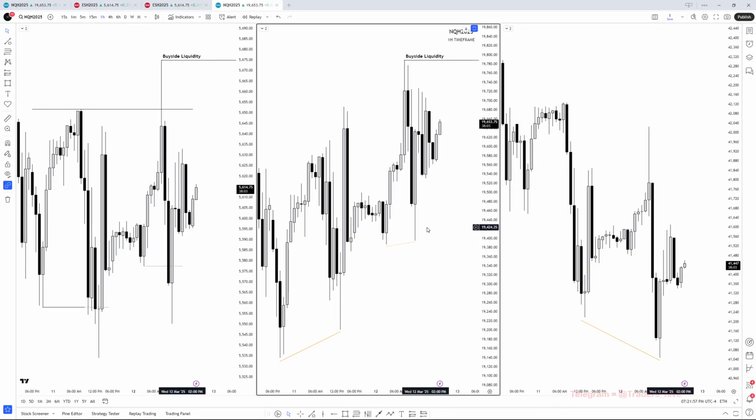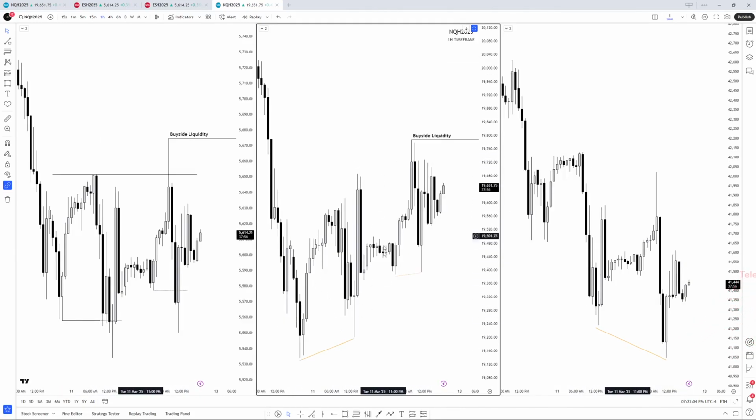But in consolidative price action like this, you'll see the same thing that I just showed you over and over and over again. And whenever price goes range bound, whenever it attacks both sides of the range, you'll see that.